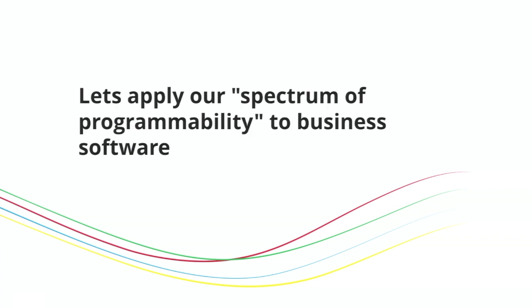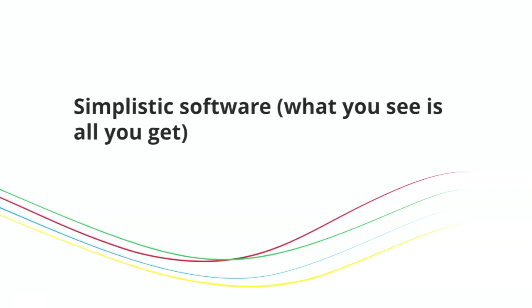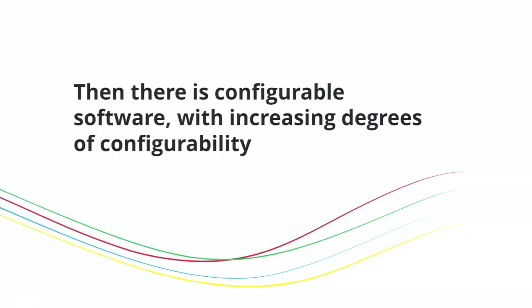So now let's apply this whole spectrum of programmability, from the simplistic to the configuration to more automated configuration, all of that, to the business software example. So in this spectrum, the simplistic software is one where what you see is all you get. That's the one where you have to stretch and bend your business to fit that software. That's the simplistic software. Then there is configurable, where maybe you change the UI settings, you change some of the order and add some elements, with increasing degree of configurability here. So you are adding more and more configurations to the software.